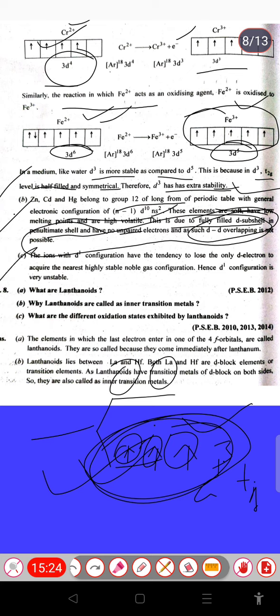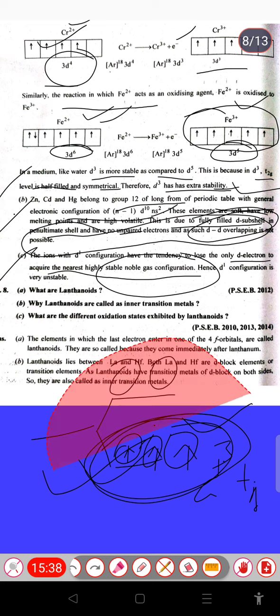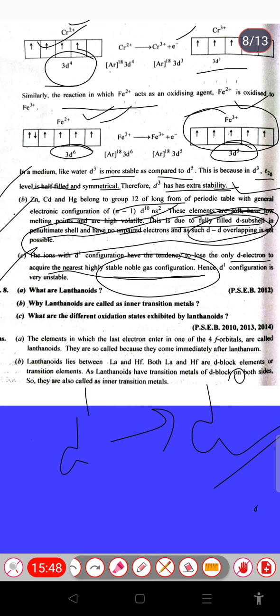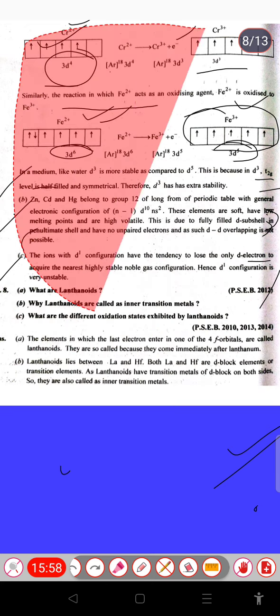Now the last question: why does an ion with the d1 electronic configuration have a tendency to lose only one d electron to acquire the nearest stable noble gas configuration? Hence the d1 configuration is unstable, because the d orbital has a tendency to release its single valence electron to form a noble gas configuration, and so it will form d0, which is a noble gas configuration. So d1 is unstable.